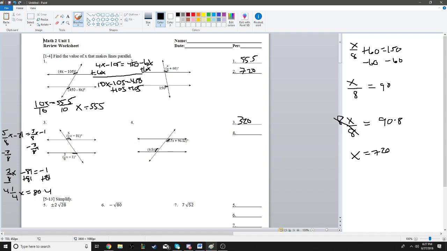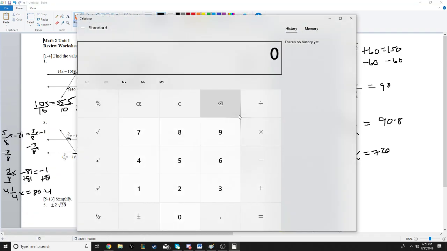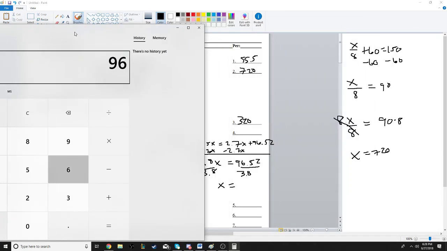Over here, these are alternate interior angles. So 6.5x is equal to 2.7x plus 96.52. So subtract 2.7x on both sides, and we get 3.8x is equal to 96.52. Divide both sides by 3.8 to get x equals 25.4.